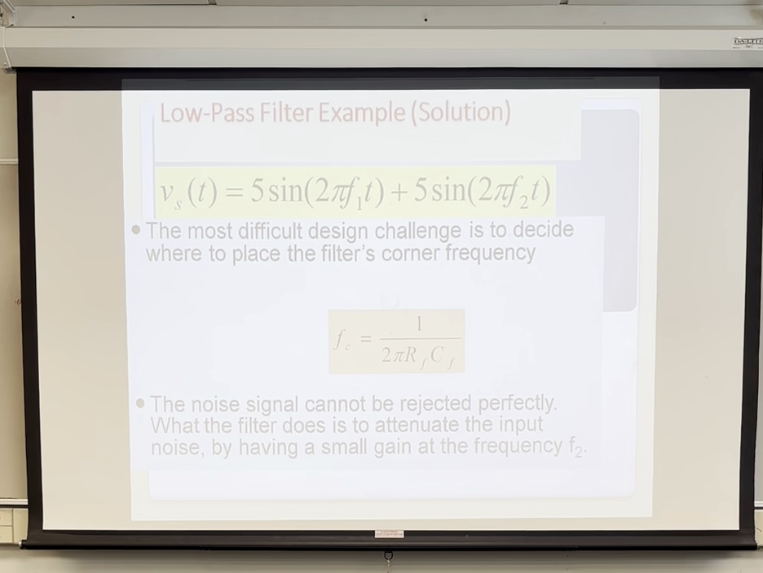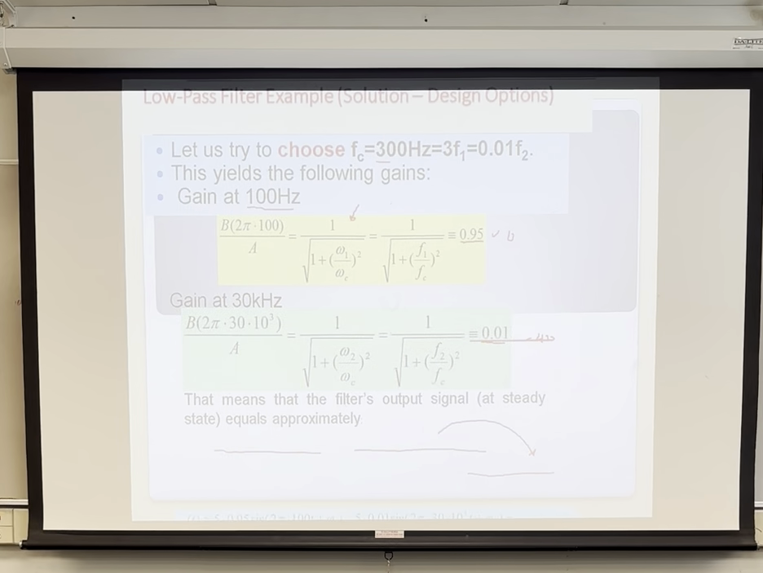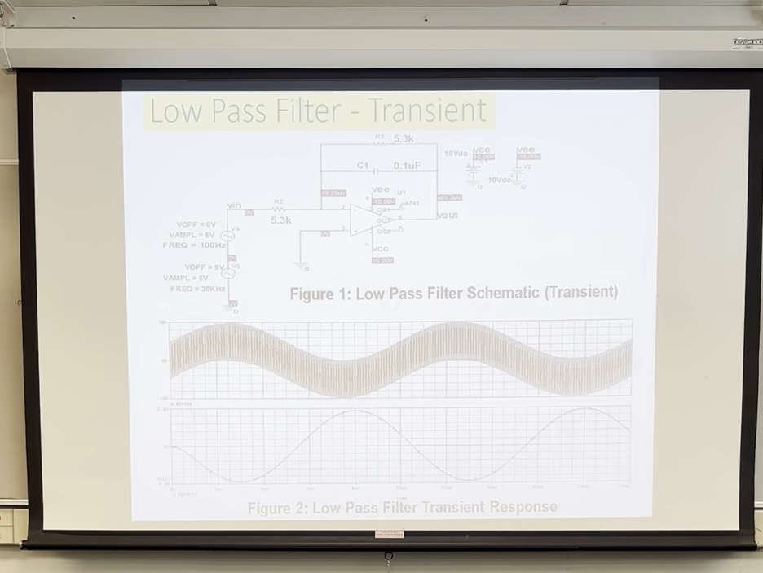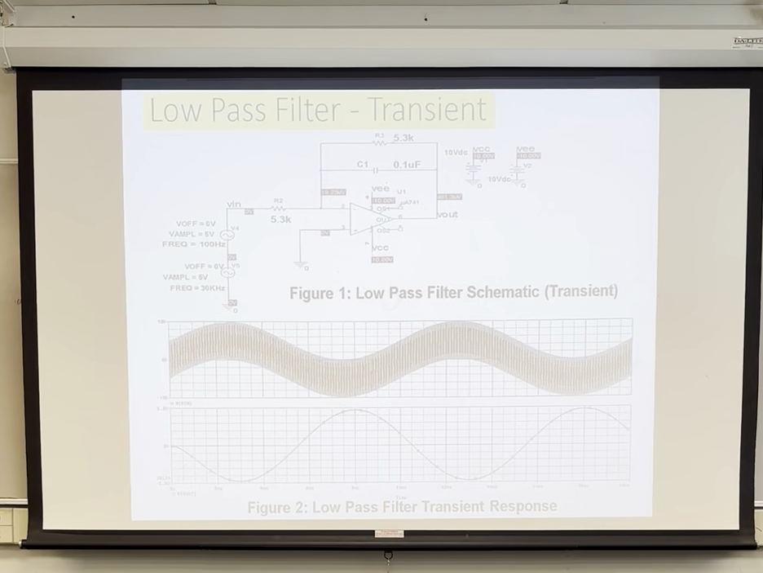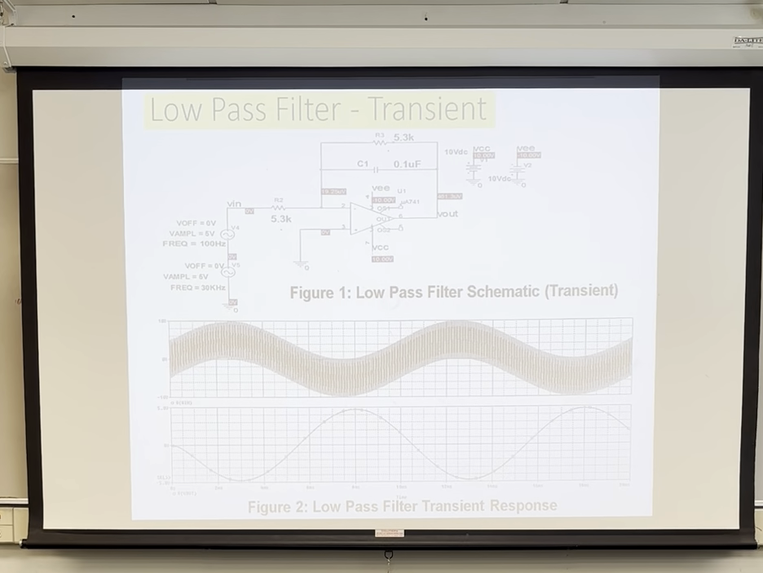1 over 2 pi R C F. So we pick C F to be 0.1 times 10 to the minus 6. The cutoff is 300 hertz, and then we solve for this resistor R sub I. And you basically complete it. So here's the 5.3 kilohm, here's the 0.1 microfarad. We set the feedback resistance equal to the resistor here.